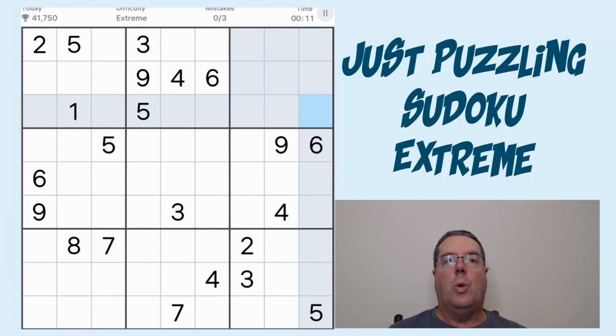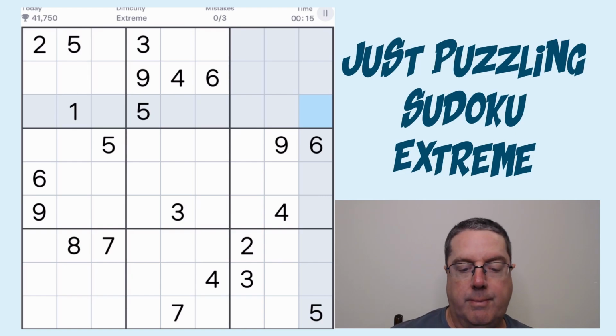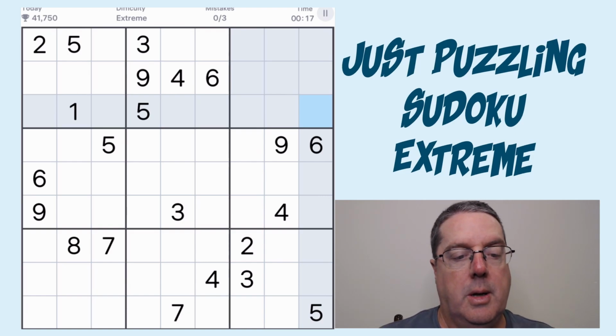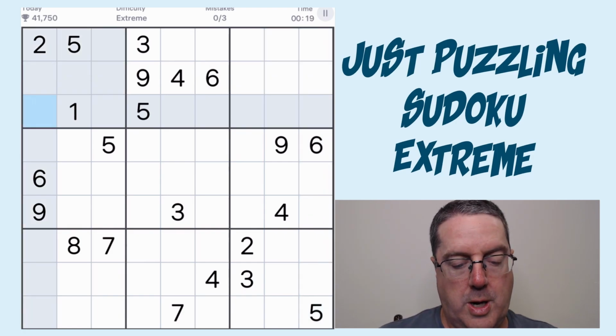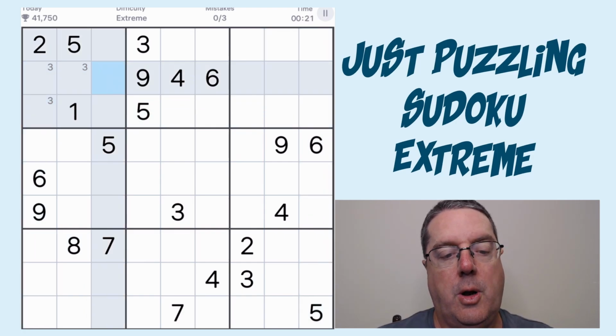Today we're going to do a Sudoku at the extreme level on my iPad. Let's get into it. Okay, so for people that have seen me before, what I generally do is put the notes in that I need to.